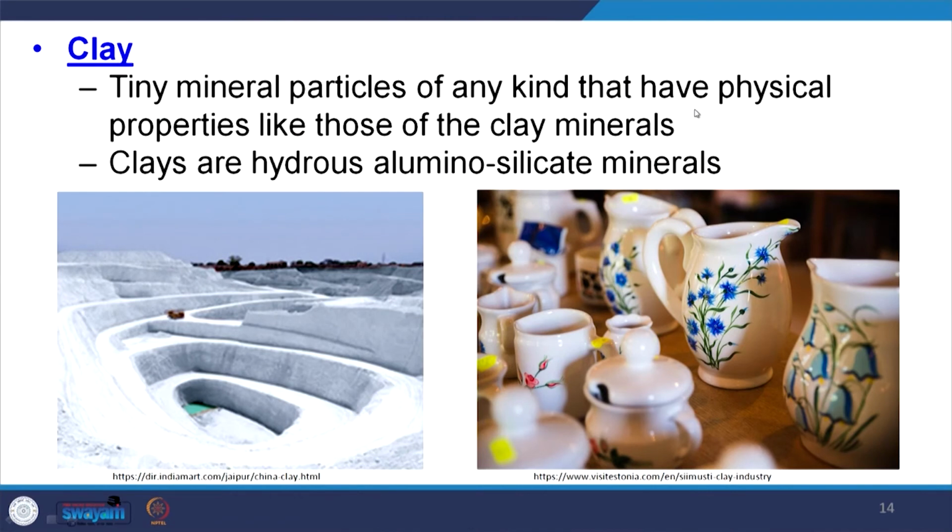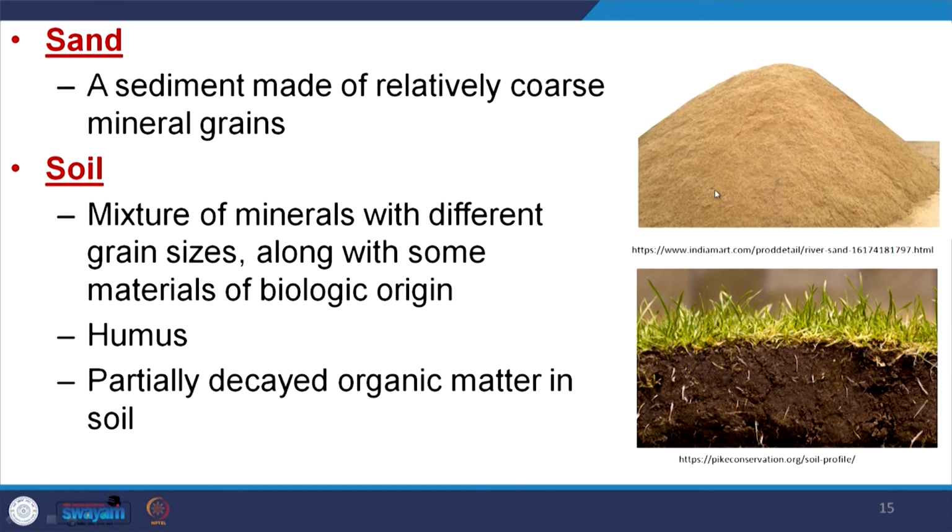Clays are tiny mineral particles of any kind that have physical properties like those of clay minerals. Clays are hydrous aluminum silicates, and they play a very important role for decorative material and for high temperature resistant equipment and apparatus like this. Then sand is another product. It is a very important product for our sustainable development, and many industries use sand for their purpose, which we will discuss here.